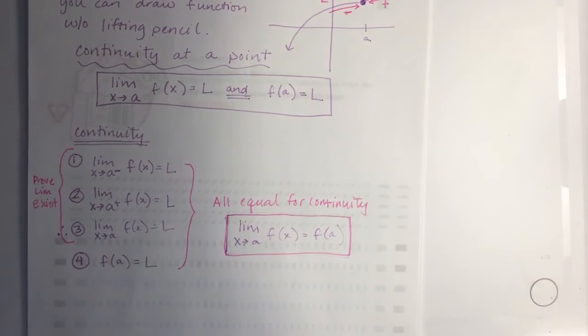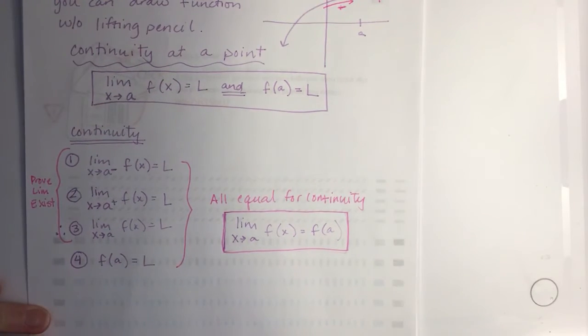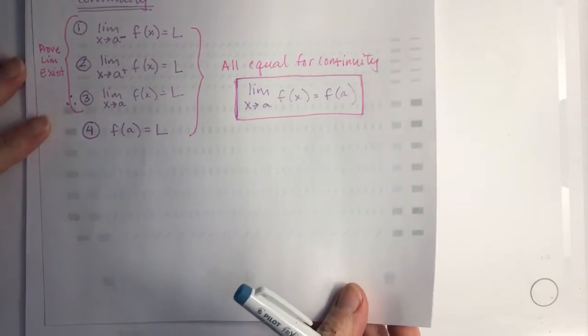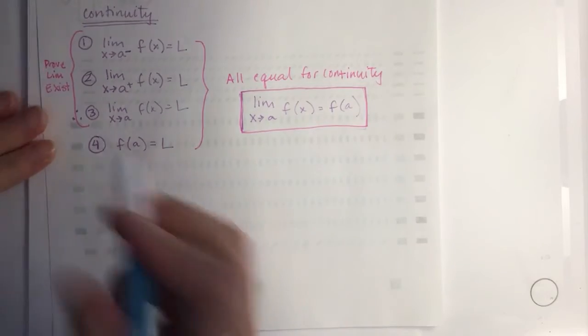This is our definition of continuity. How are they going to test us on that on the AP test? Typically, a lot of times they'll give us a piecewise function, and they'll say what value makes this continuous.